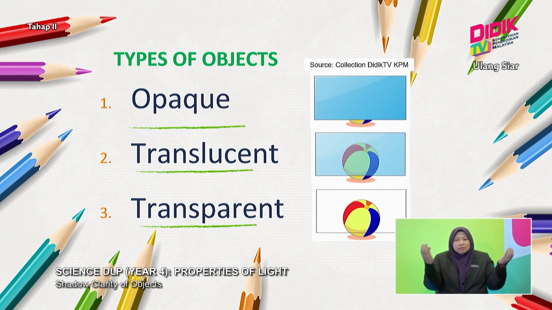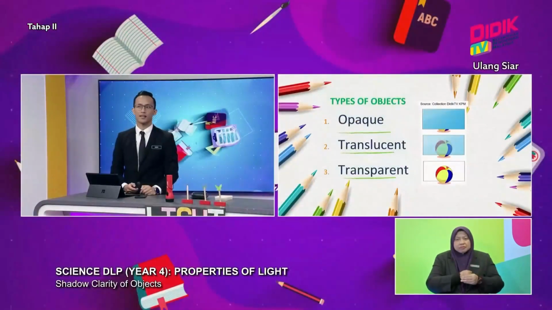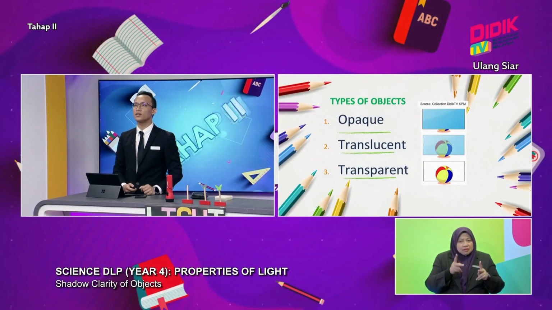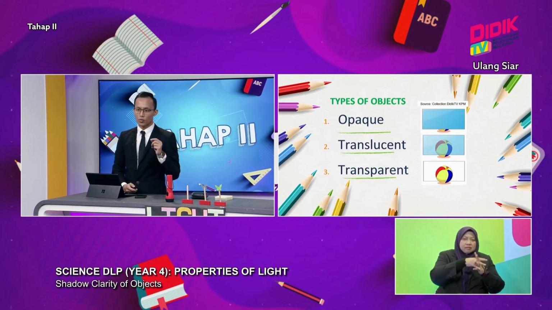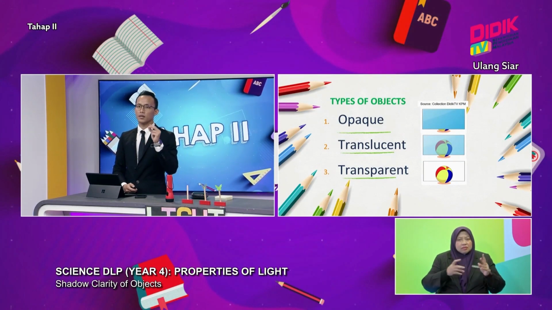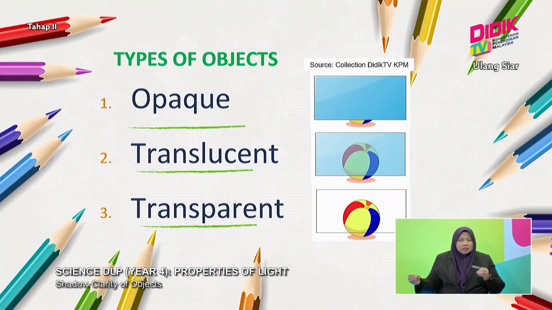Based on the slide here, the opaque object, the ball which is behind the opaque object, we cannot see the shape of the ball at all. For the second one, it's trying to show us that if a translucent object is placed in front of the ball, we can see the ball, but it is not clear. Just a bit. And last of all is the transparent object. The transparent object allows all the light to pass through it. Therefore, we can see the ball clearly.